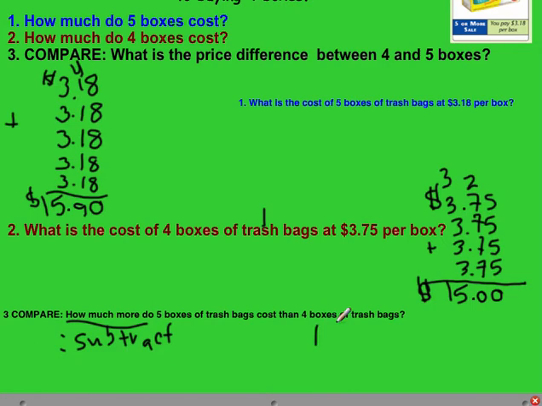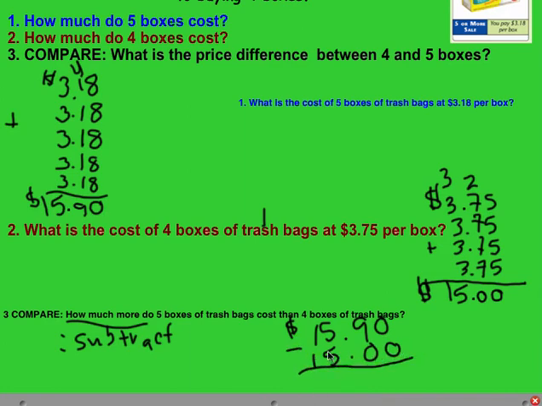So $15.90. Oops, let's undo that. Mac fail. That's the 5 boxes compared to the 4 boxes, which is $15. And what did we say how much more meant? What are we doing?